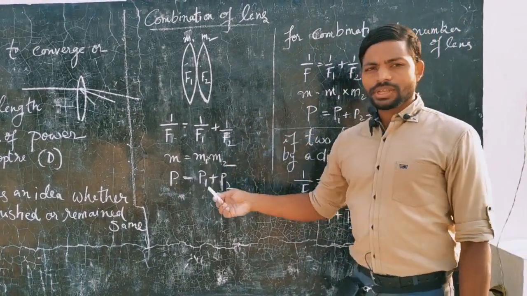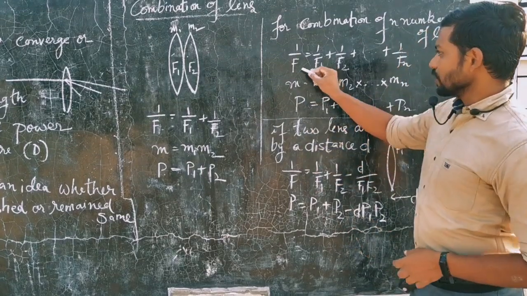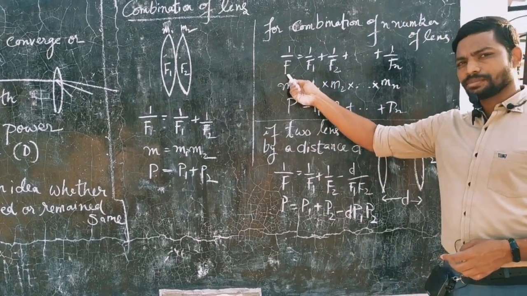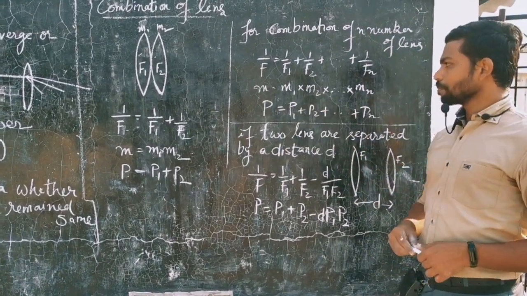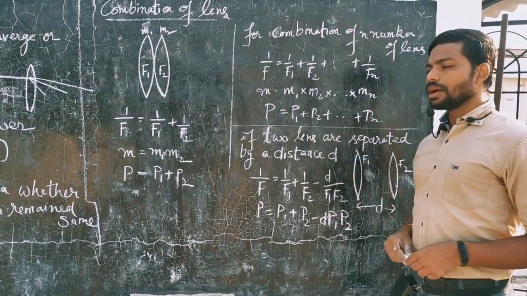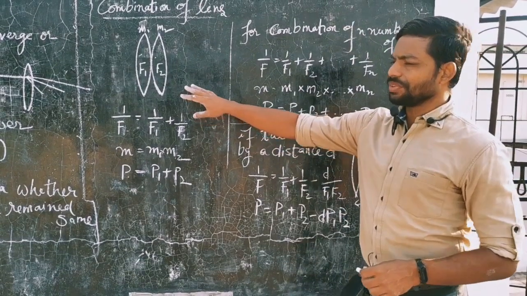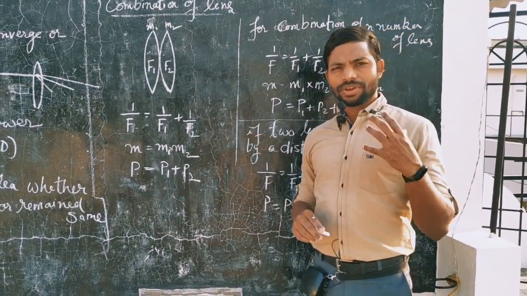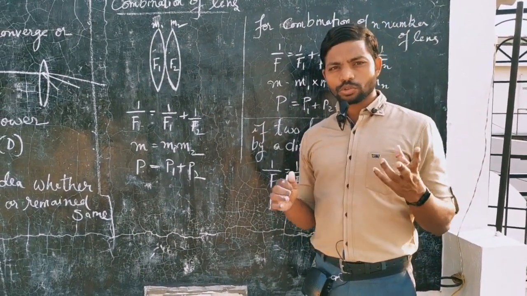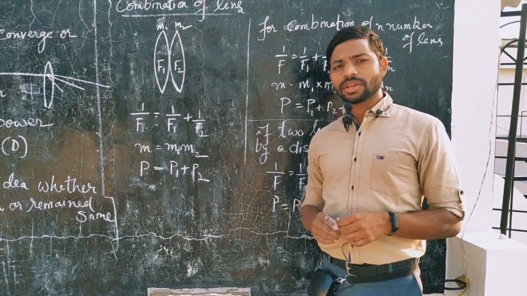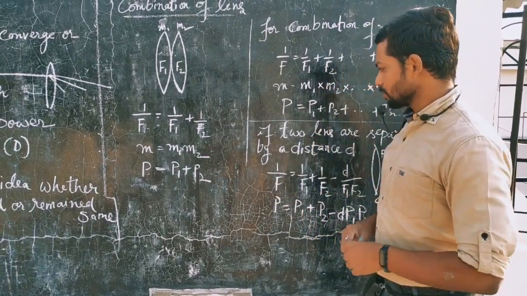So if suppose there are more than two lenses, in that case you can see the focal length of the system can be found out with this formula, magnification with this formula, and power with this. Generally we learn this when we are talking about telescopes or microscopes. At that time these formulas are very helpful and useful for us, right?